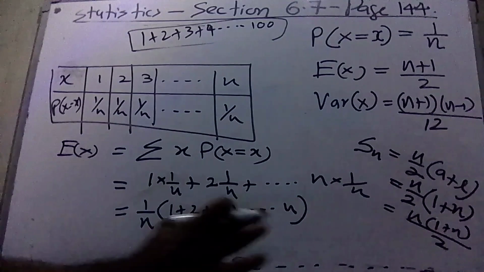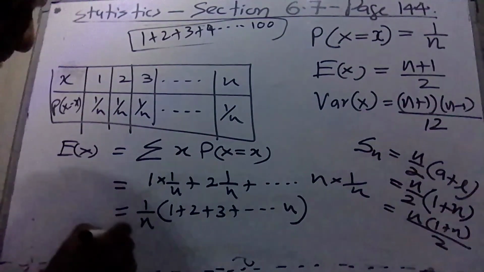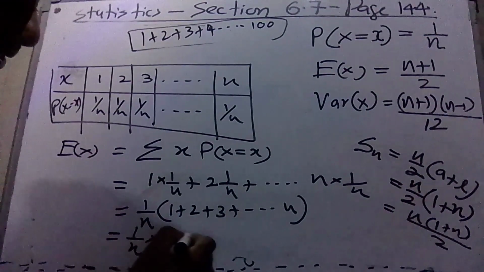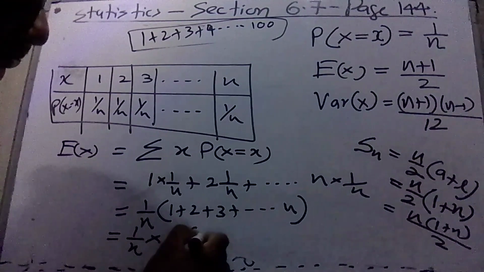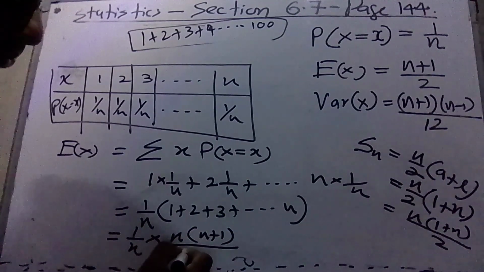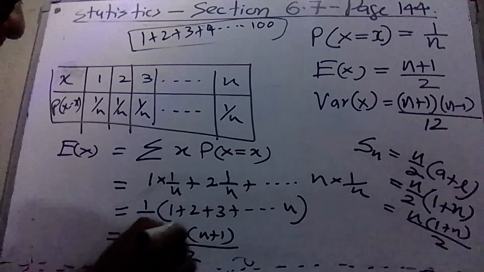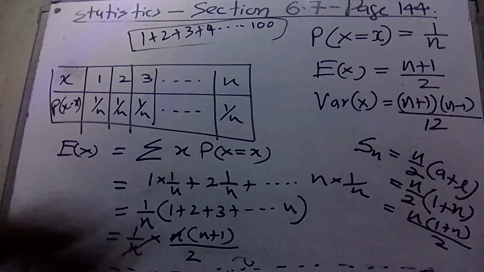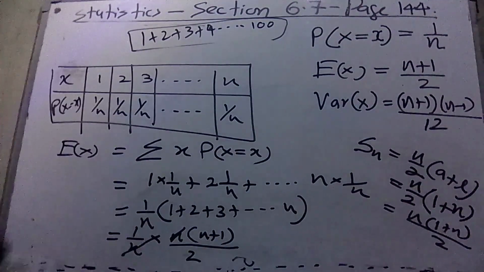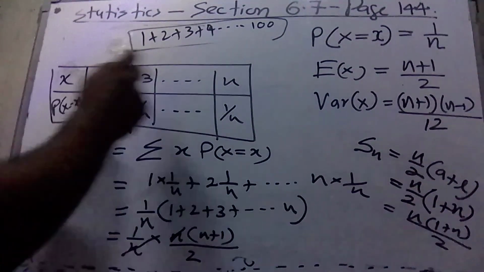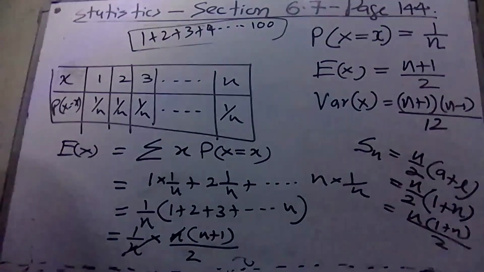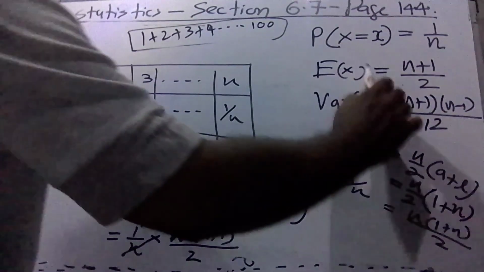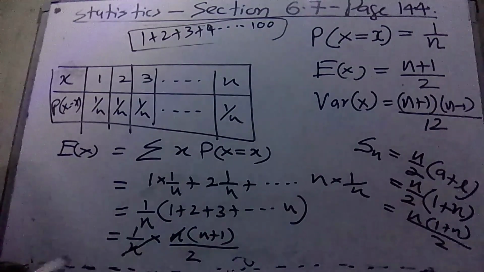So we can put that part here. We will get 1 over n into n into (n plus 1) over 2. So n gets cancelled off, and we get our expected value here. So happily, for a discrete uniform random variable from 1 to n, we can use this equation for the expected value.